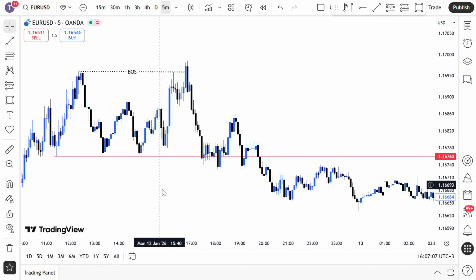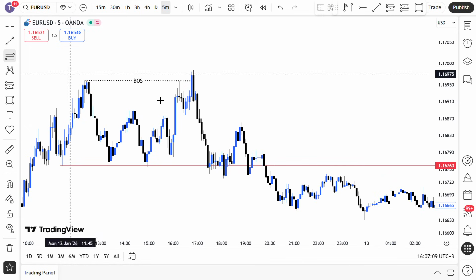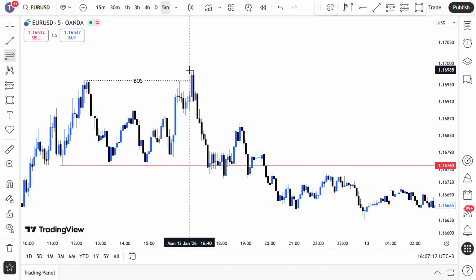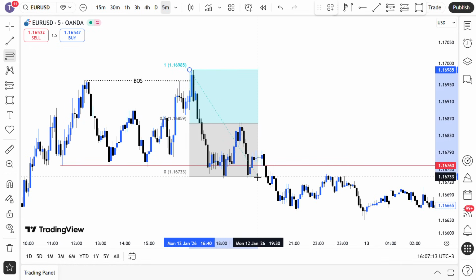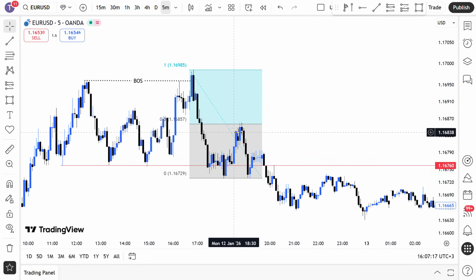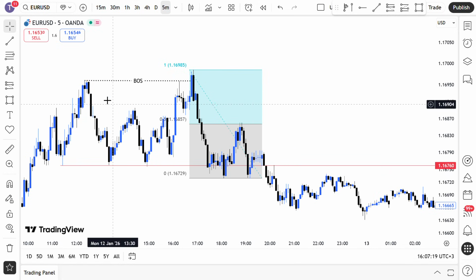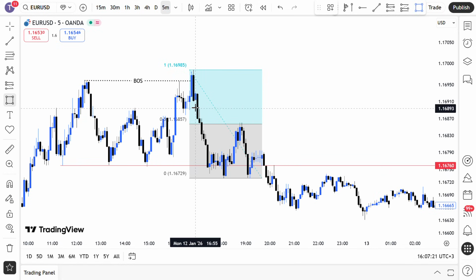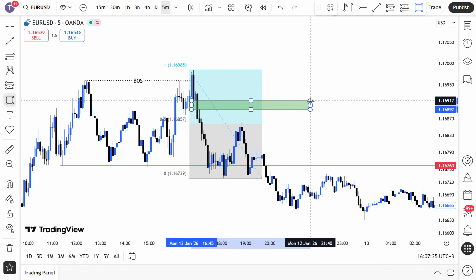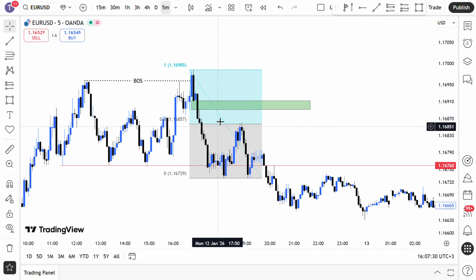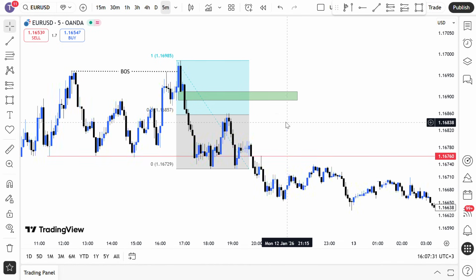So I was waiting for price to come into the 50% level to take my entry, but I missed this trade. So the market came into that 50% level, but I was looking at the price filling in this fair value gap up here, the extreme fair value gap, but the price never came into that area. So I missed this entry opportunity to the downside.